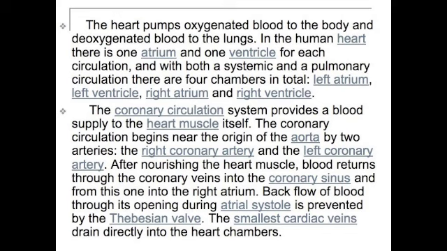The coronary circulation system provides a blood supply to the heart muscle itself. The coronary circulation begins near the origin of the aorta by 2 arteries, the right coronary artery and the left coronary artery. After nourishing the heart muscle, blood returns through the coronary veins into the coronary sinus and from this one into the right atrium. The backflow of blood through its opening during atrial systole is prevented by the Thebesian valve. The smallest cardiac veins drain directly into the heart chambers.